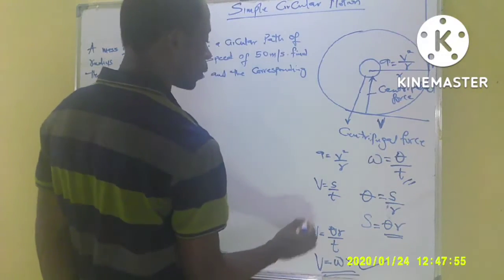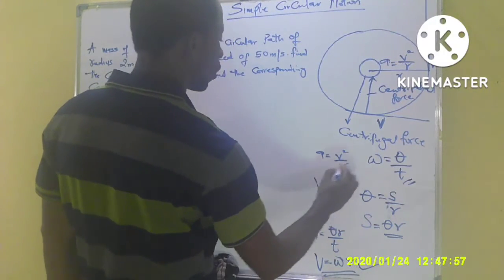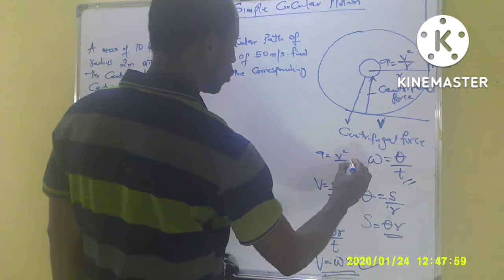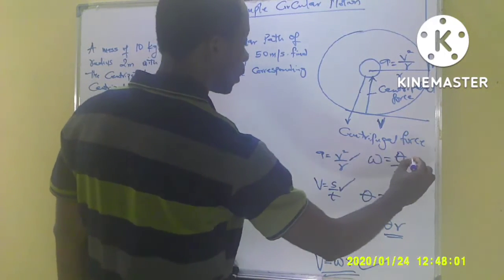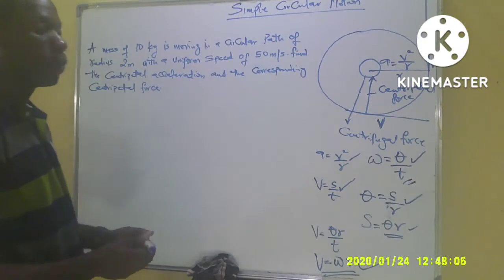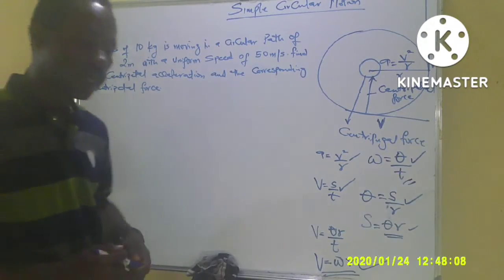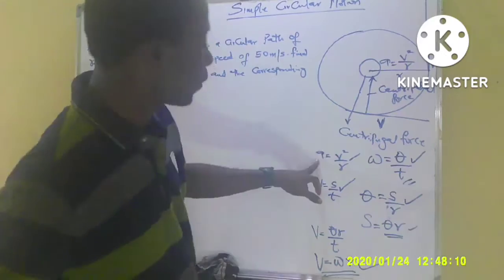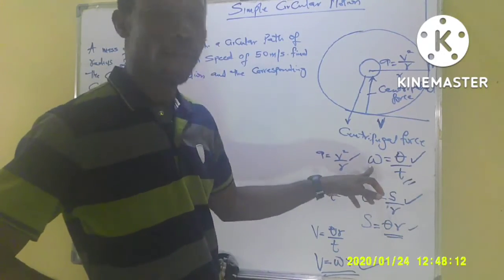Then note that the linear velocity is distance over time. Note that the linear acceleration, or centripetal acceleration, is this. Then the angular velocity is this. Once you know this, you are good to go. Please understand this. Let me come back again. This is the centripetal acceleration. This is the angular velocity.